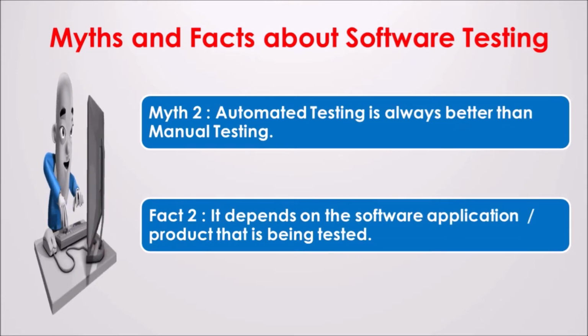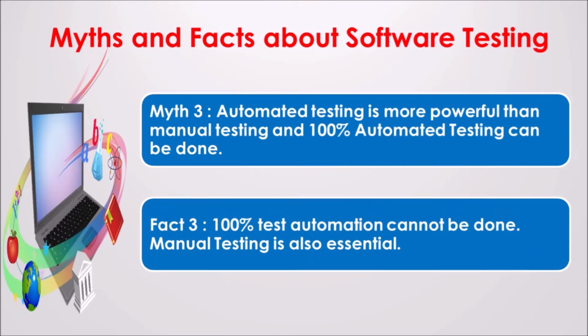Myth 2: automation is always better than manual testing. Fact 2: it depends upon the software application or the product that's being tested. Some products are not so compatible with automation testing. So, to decide, we have to first do manual testing to find out whether the product is suitable or not.